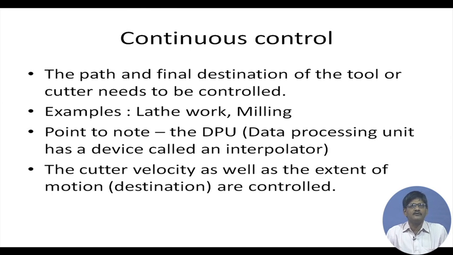Examples are typical work profiles cut on the lathe, on the milling machine, etc. And naturally, as interpolation is taking place, the data processing unit has to have a device called an interpolator. So, three things need to be controlled in case of continuous control: destination, cutter velocity components along the different axes, and the absolute value of the cutter velocity.